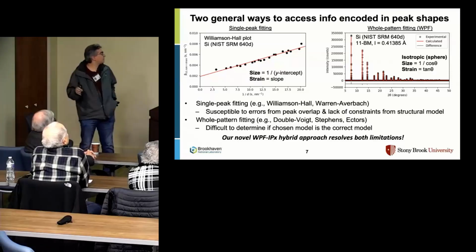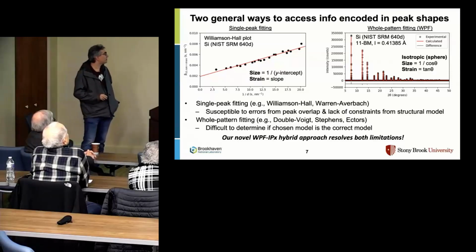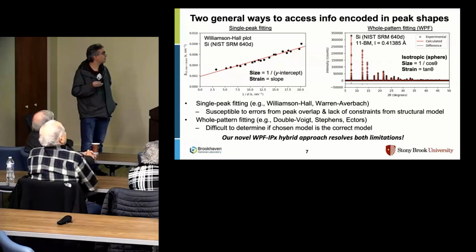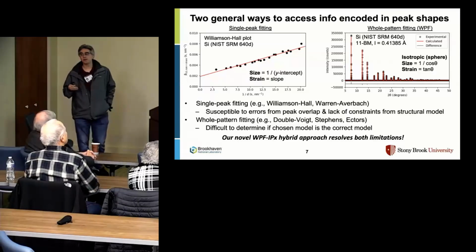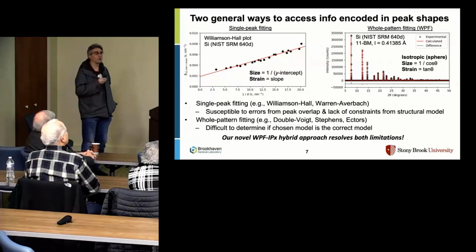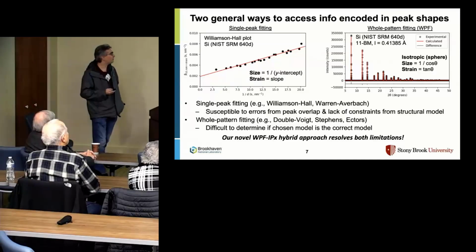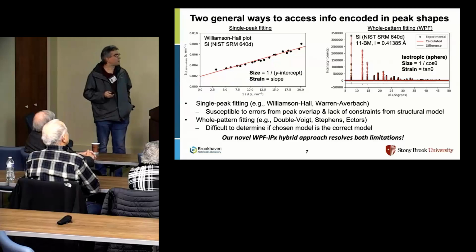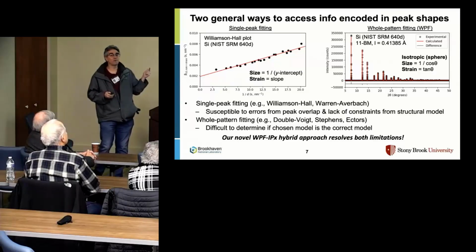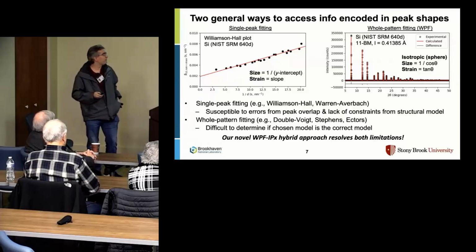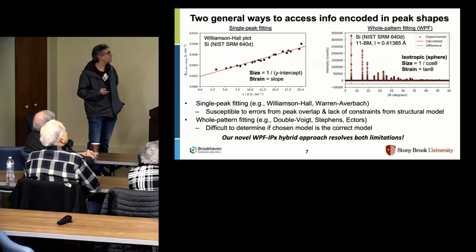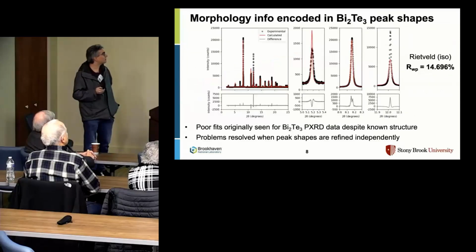And on the right side is whole pattern fitting, Rietveld, things like that, which will tell you how good your fit is, but it's difficult to know if your chosen model is the correct model, or if there's something better out there, or where are the weaknesses of my model? Where can I do a better job? So the IPX, because we use an intensity model and position model, we're very strongly constrained. So we can do a very robust job extracting peak shapes. And we can do a lot with the peak shapes that we extract.